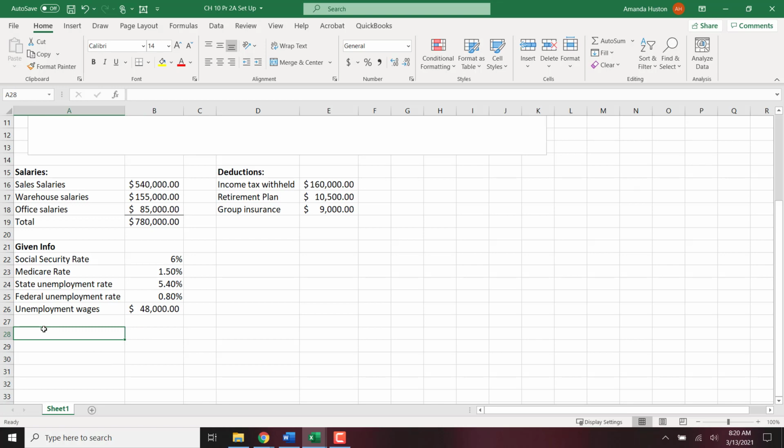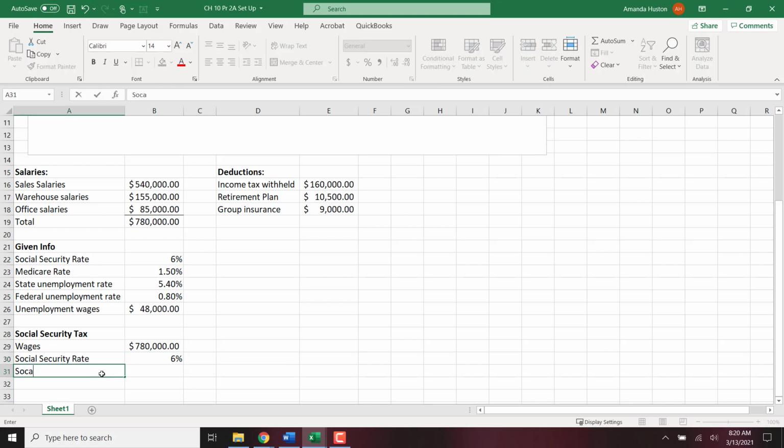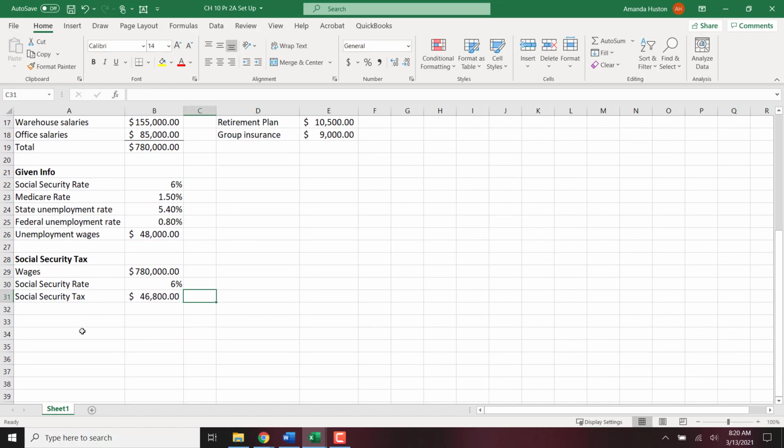Okay, so now we're going to calculate all the payroll taxes first, and then we'll journalize everything. So we're going to calculate Social Security tax. Remember that the 6% and the 1.5% were given in the problem, but the employee pays that, and then the employer pays the same amount. So we have Social Security wages, which is our total of 780. We have the Social Security rate, which is 6%. So our Social Security tax is the 780 multiplied by 6%, or 46,800.